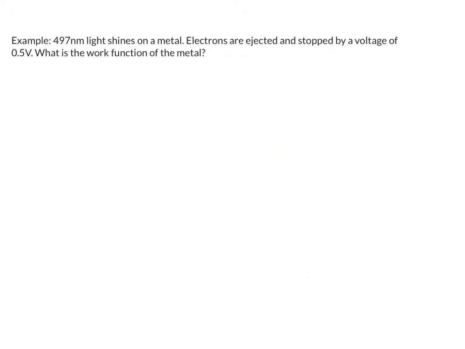Let's look at some actual numbers. Light shines on a metal, electrons are ejected. Those electrons are stopped by a particular voltage. There's enough there that we can figure out the work function. First, we can figure out the energy of the light. Planck said, energy of light was always h times f. Because of the universal wave equation, that's the same as hc over lambda.